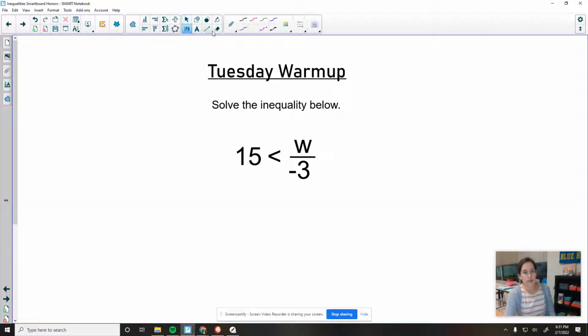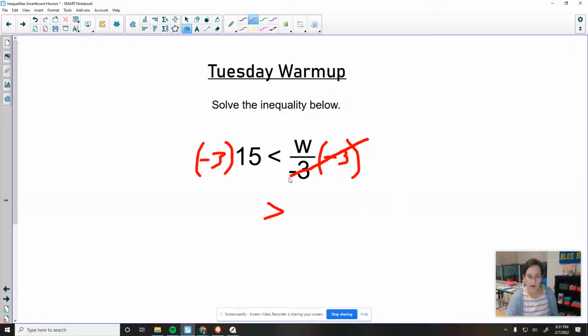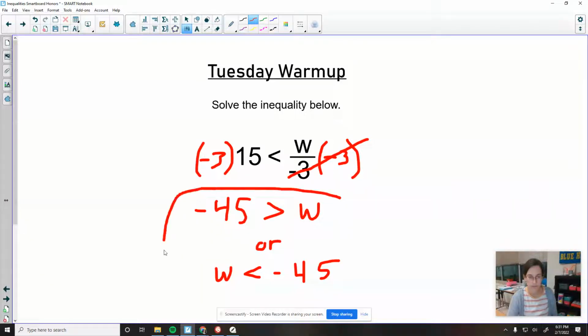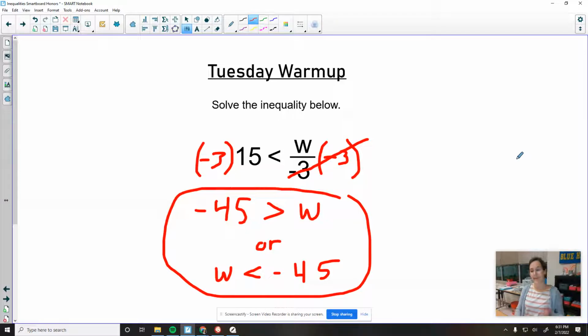All right. So if I'm going to solve this, I need to multiply both sides by -3. And automatically, first thing I'm thinking about is I've got to flip the sign because I'm multiplying by a negative. So I'm going to do that so I don't forget. Then I'll finish solving it. I'll cancel those out. -3 times 15 is -45. So negative 45 is greater than W. Or if you want to flip it like I do, W would be less than negative 45. So either of those are good. Bottom one's easier to graph. All right, cool. So now you guys can put your blue sheets away. Only thing you'll need right now is a pencil.